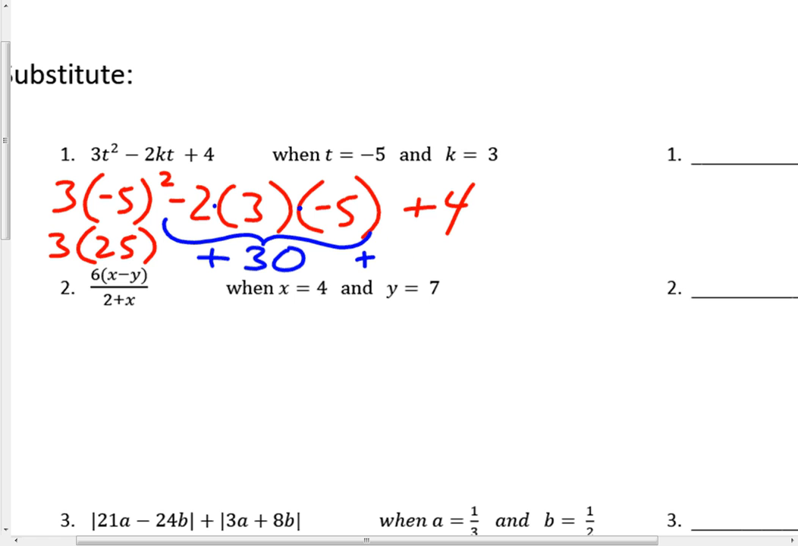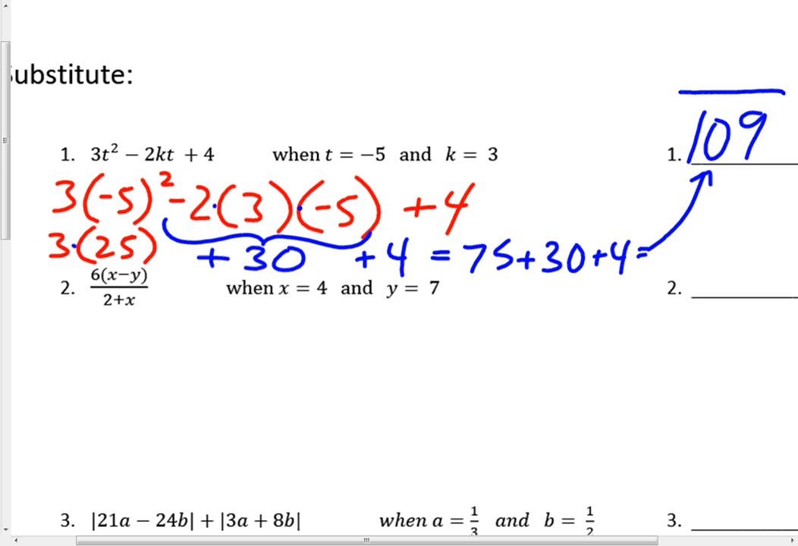Then I've got plus 4 over here. What does it mean when 3 and 25 are next to each other? Multiplication. 75 plus 30 plus 4, 109. My guess is that if you made a mistake, it was probably because of positives and negatives. That is always going to turn into a positive. A negative times a negative gives you a positive.